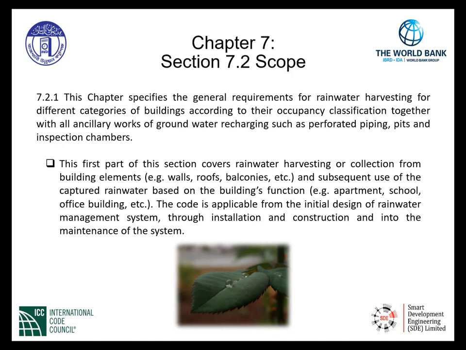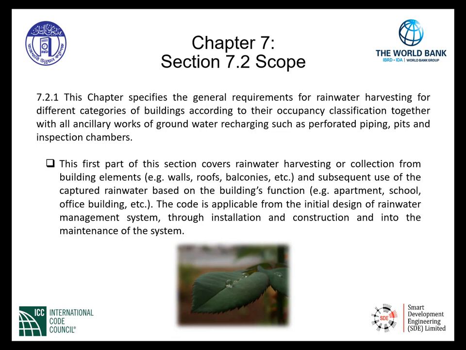Section 7.2, Scope. 7.2.1. This chapter specifies the general requirements for rainwater harvesting for different categories of buildings according to their occupancy classification, together with all ancillary works of groundwater recharging such as perforated piping, pits, and inspection chambers.